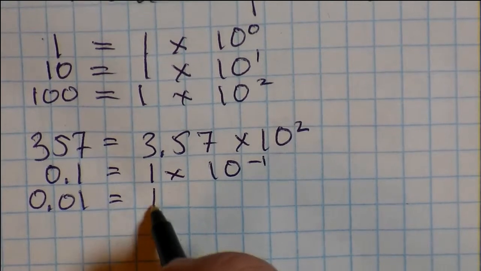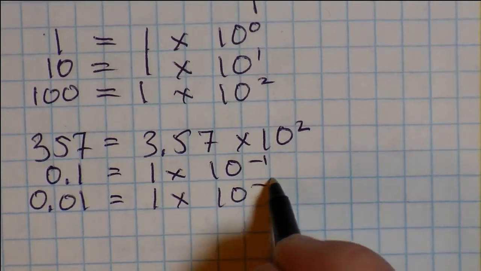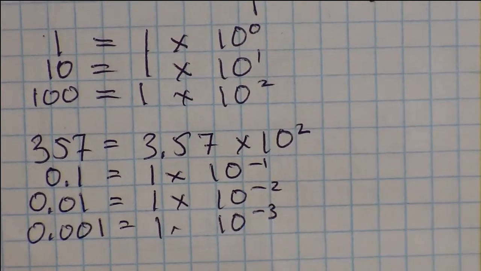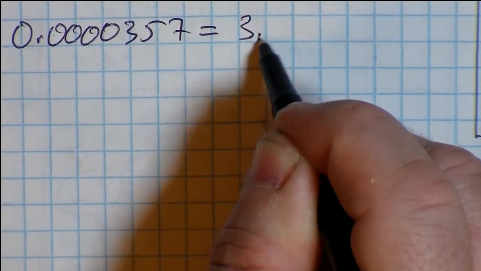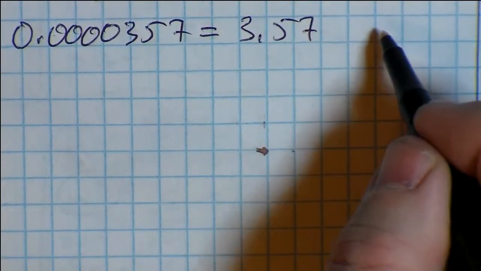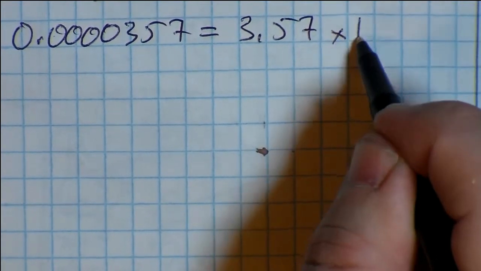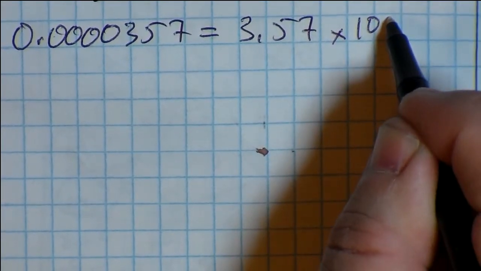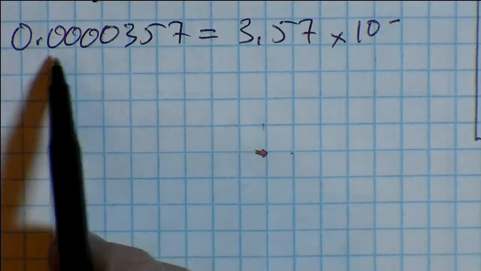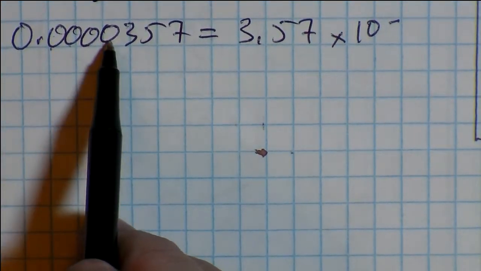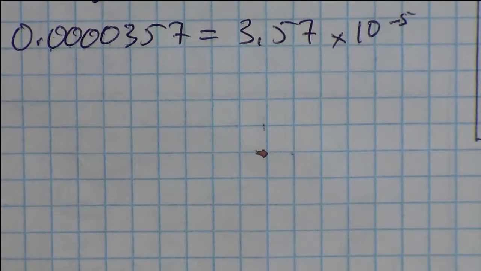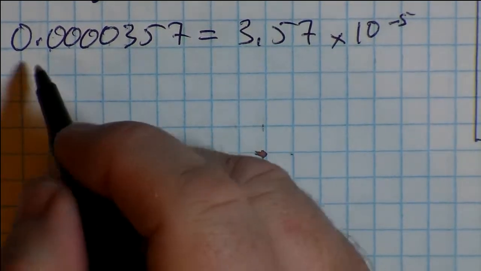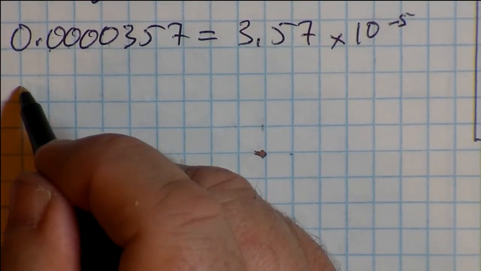Decimals can be given scientific notation. So 0.1 is 10 to the minus 1, 0.01 is 10 to the minus 2, and so on. 0.000357 would be 3.57 times 10 to the minus, now what? Let's count. 1, 2, 3, 4, 5. 10 to the minus 5. You just count your zeros, including the first digit. So that's how you do that one.